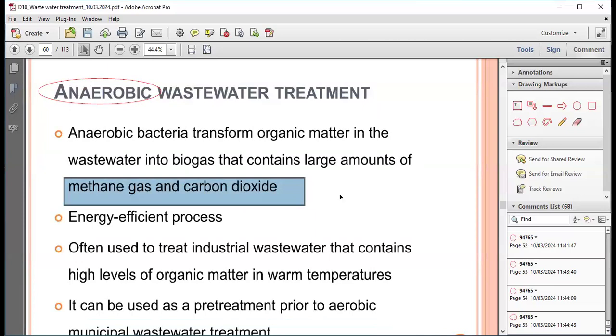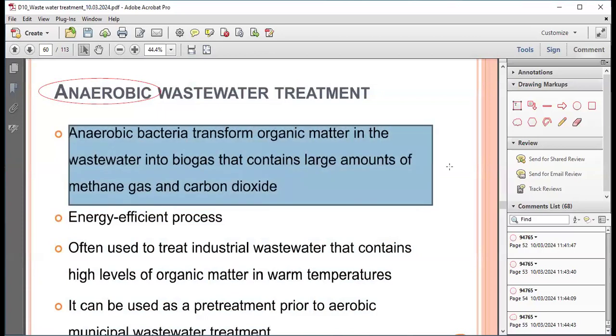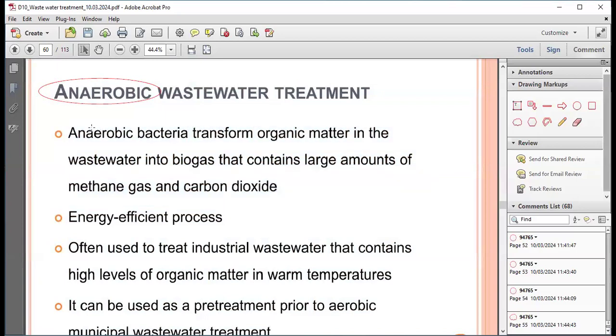Methane gas and carbon dioxide, right? Anaerobic bacteria transform wastewater into biogas that contains large amounts of methane. So you have to understand the difference between these two: anaerobic bacteria and aerobic bacteria. What's the meaning?